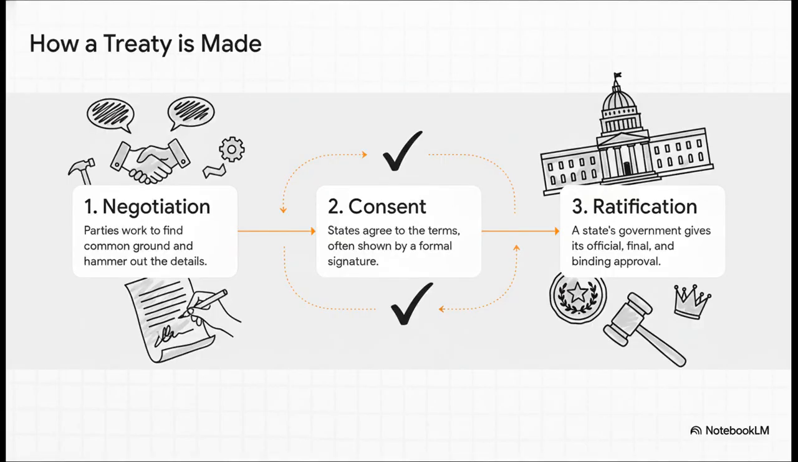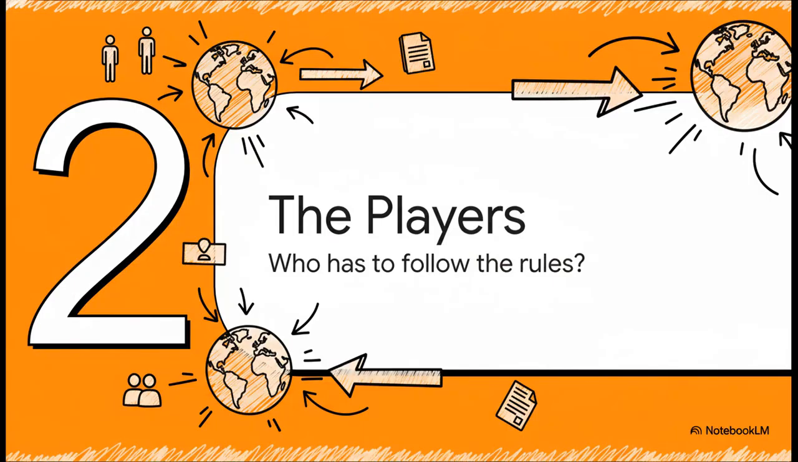Let's just zoom in on treaties for a second, because they're a huge part of all this. Making a treaty is like a multi-step dance. It all starts with negotiation, where all the countries get in a room and hammer out the details. Then you get consent, which is usually when they sign on the dotted line. But, and this is the key part, signing it isn't the final word. The last, binding step is usually something called ratification. That's when a country's own government officially says, yep, we're in, and makes that treaty part of its own law back home.